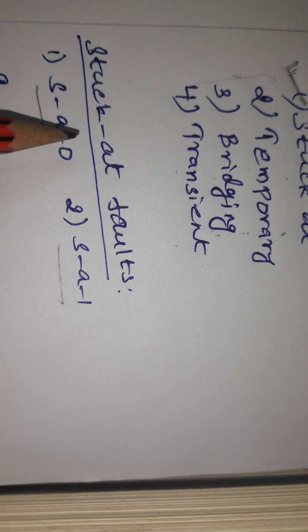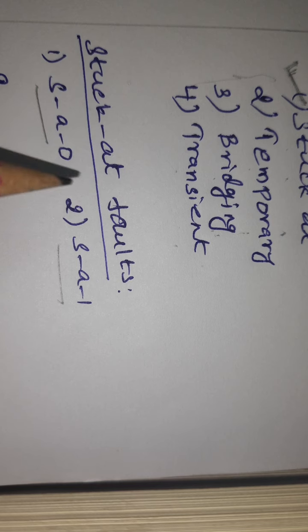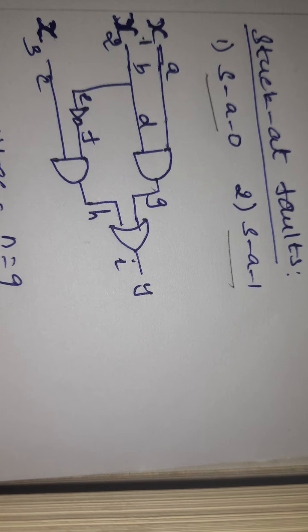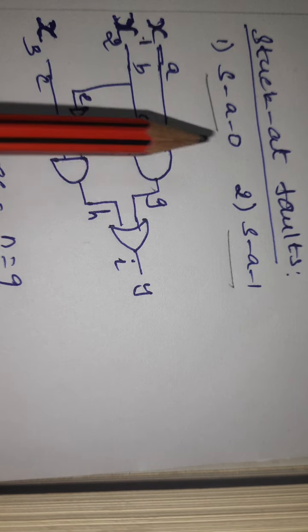So, what do you mean by stuck-at fault? That means any one of the outputs is fixed at either logic 0 or logic 1. That is named as a stuck-at fault. Let us discuss one example circuit about stuck-at fault.